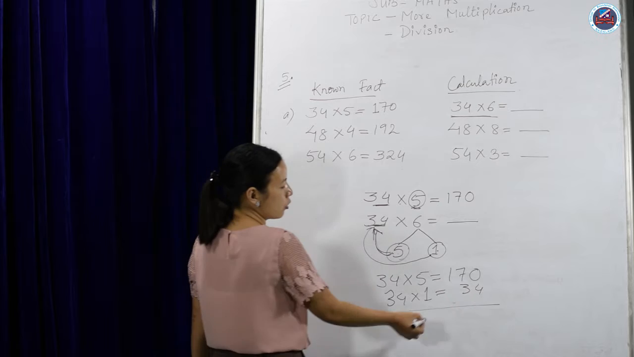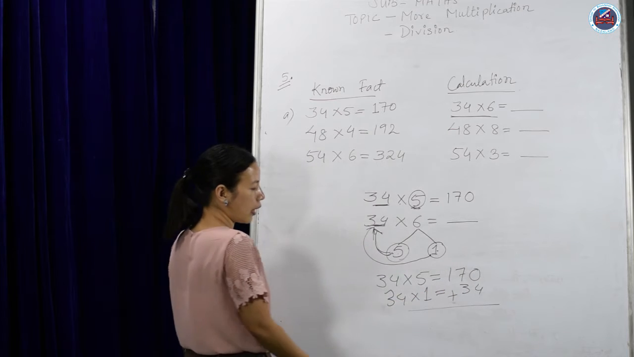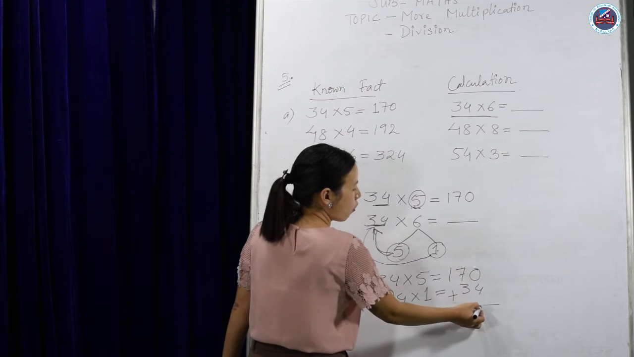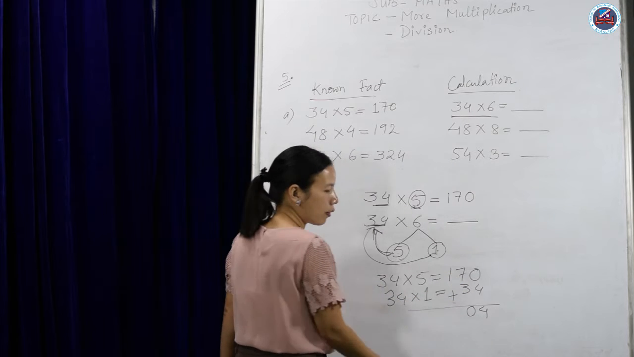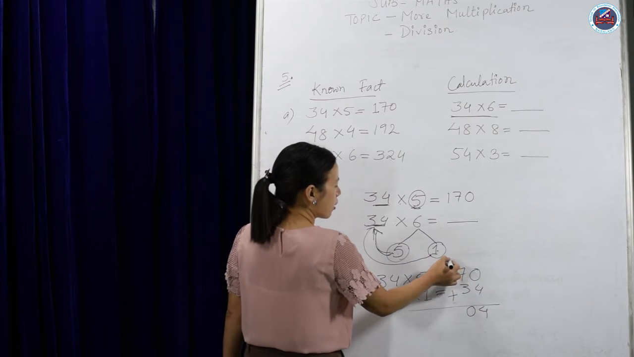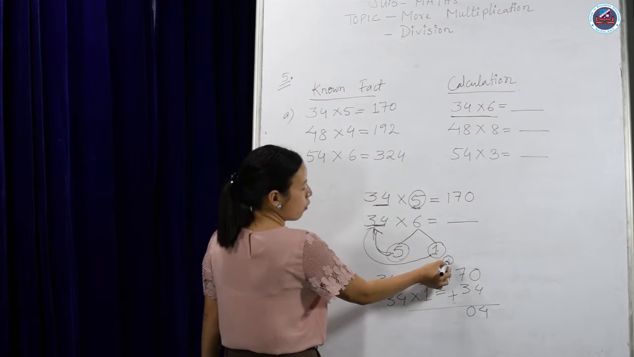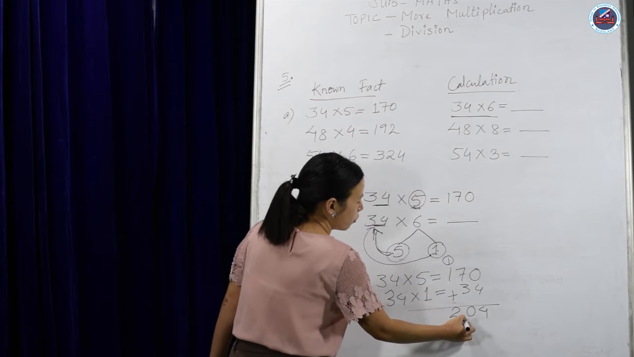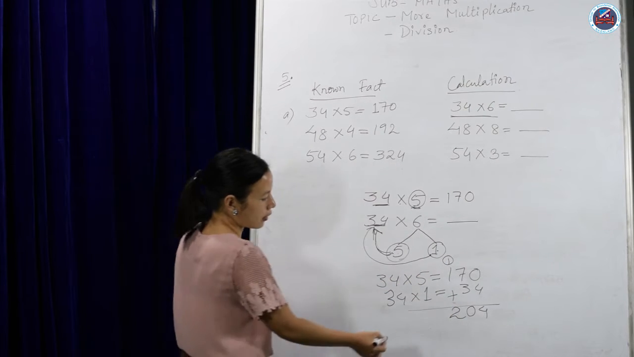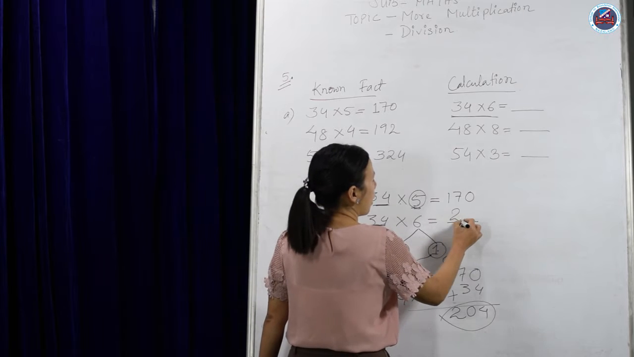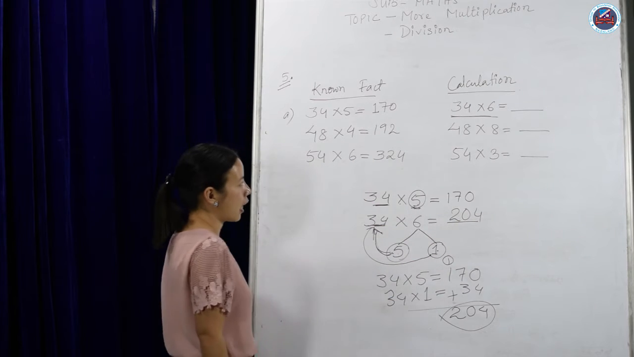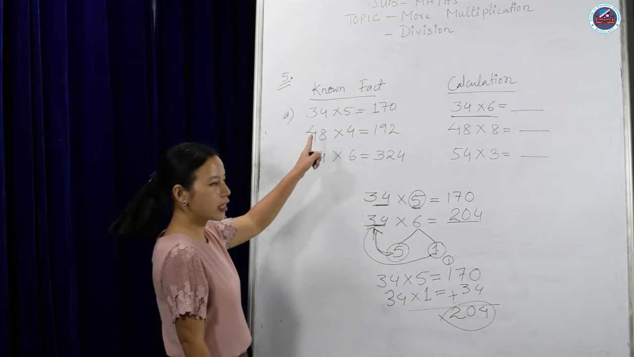Right? Now what we do is, after we multiply, add. 0 plus 4 is 4. 7 plus 3 is 10. So we write 0, and we take this 1 to the other side. So 1 plus 1, that makes 2. So we got our answer, 204. So we write here 204.